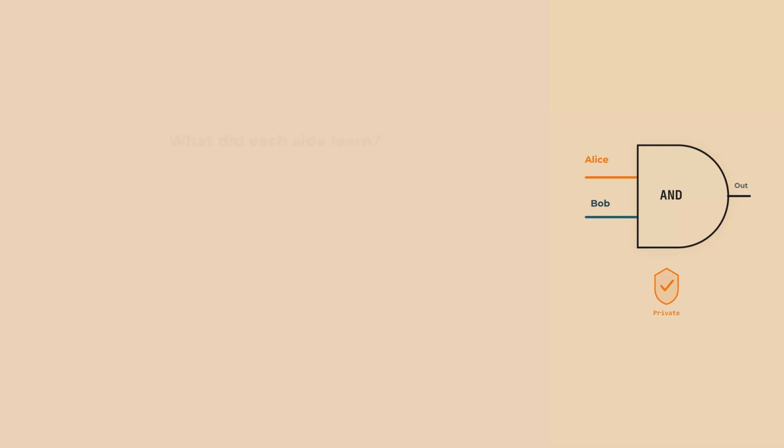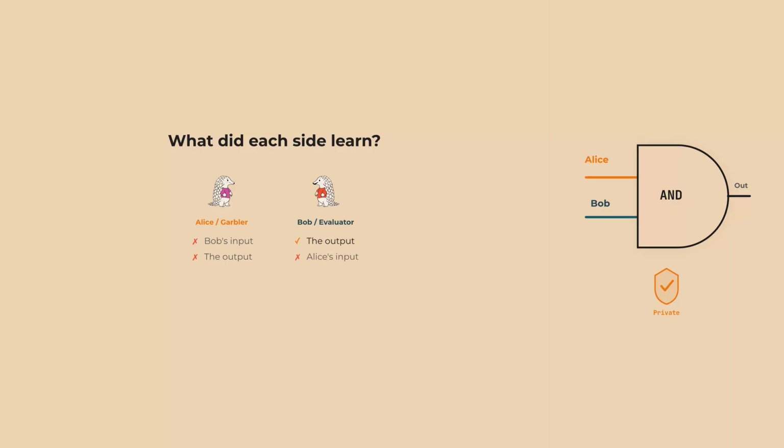So what did each side actually learn? Alice, the garbler, never learned Bob's input, and she never learned the output. Bob, the evaluator, learned the output but never learned Alice's input. They computed together but learned nothing about each other. That's the magic of garbled circuits.